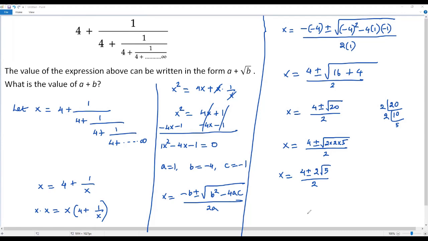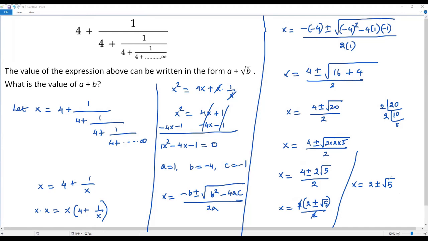Now what we can do is factor 2 out from these two terms, because 2 is the greatest common divisor for these two terms. When I factor 2 out, to get the stuff inside the parenthesis, I have to divide both the terms by the one I factor out, that is 2. When I divide this 4 by 2, I'm getting 2, positive or negative. When I divide this 2 times square root of 5 by 2, I'm getting square root of 5 over 2. Then this 2 will cancel out. I'm getting x equals 2 positive or negative square root of 5.